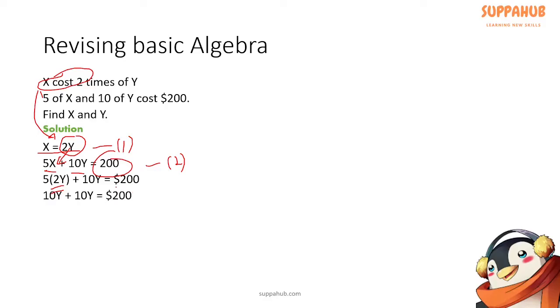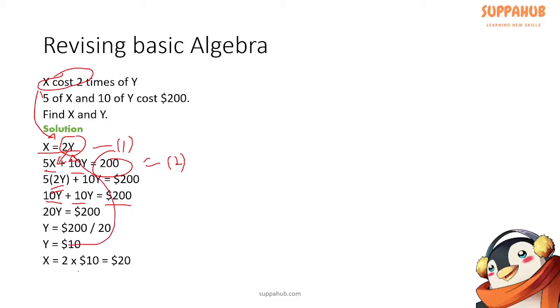So 5 times 2 will give you 10 plus 10 gives you 200. So no need for anybody, simple mathematics: 20y equals $200, and then y equals $200 divided by 20, and then you have y equals $10, right? And then you just need to substitute this y into this equation. Then you have 2 times $10, so x is $20.